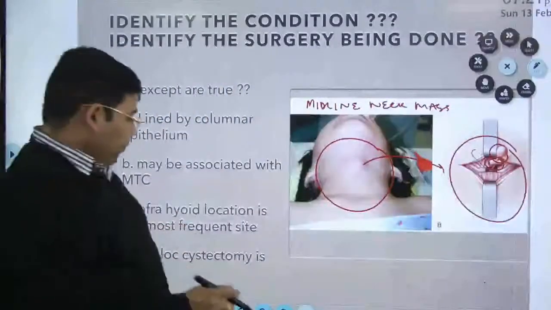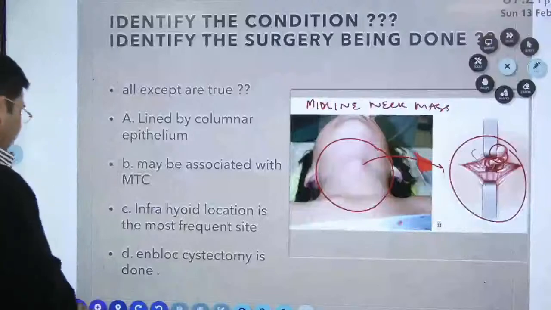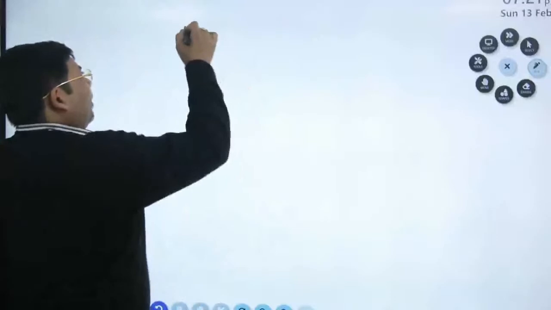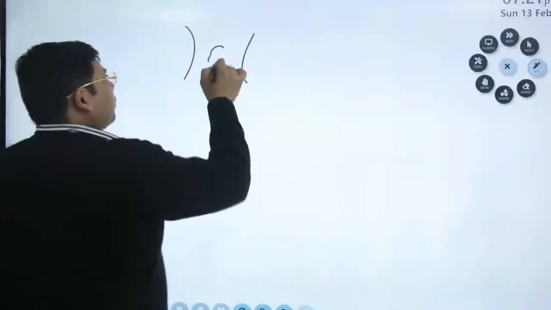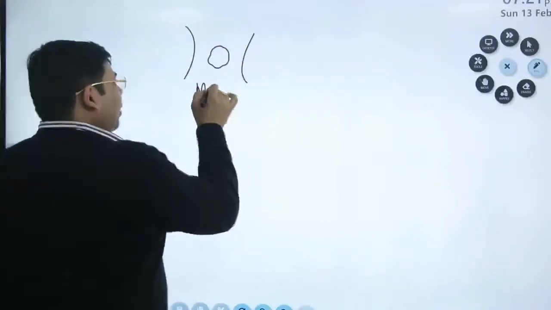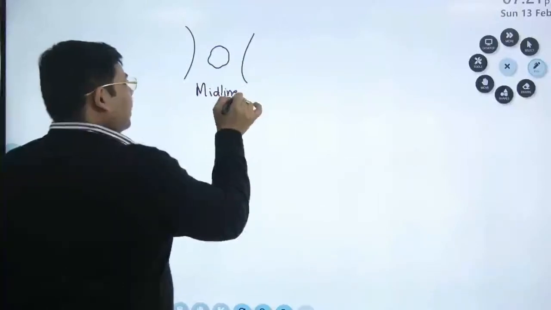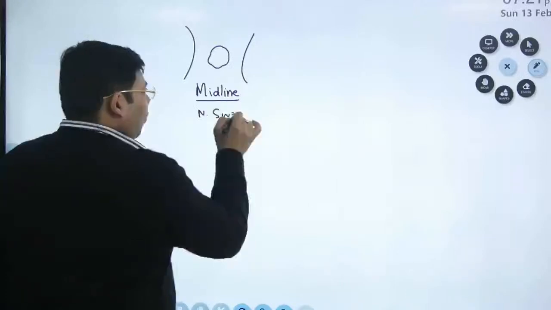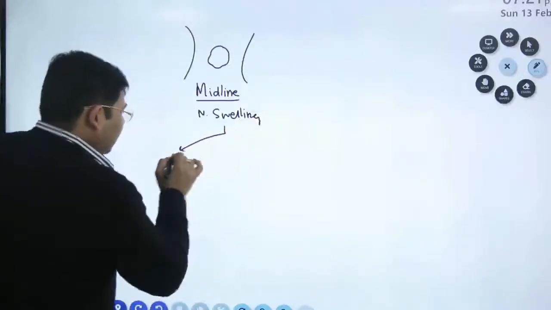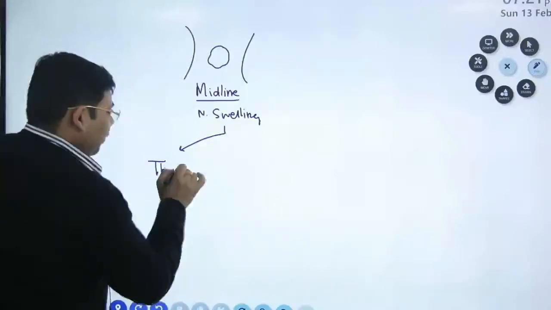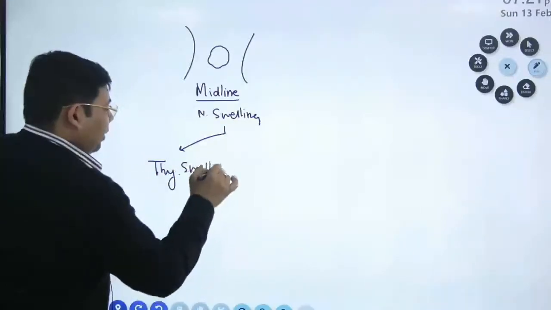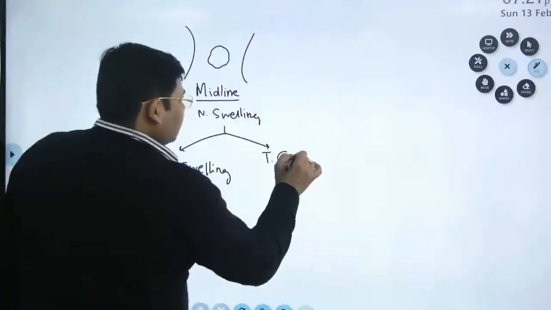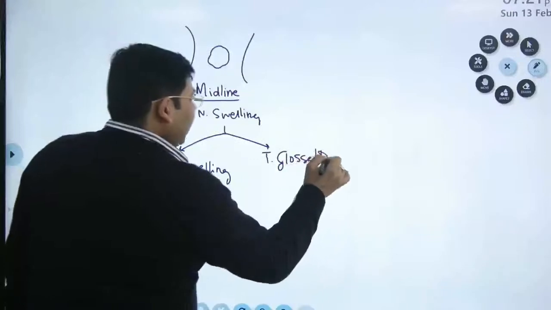Very good. So let us go to the next page and discuss something important. Whenever we have a midline neck swelling, what are the two differential diagnoses? Very close DDs. With a midline neck swelling, we are always confused between a thyroid swelling and a thyroglossal duct cyst.